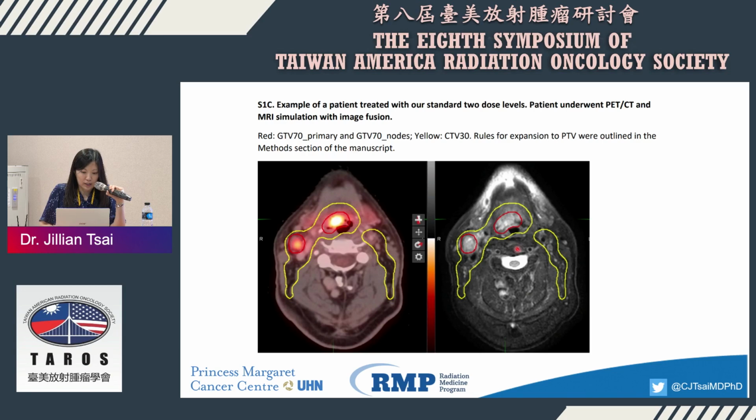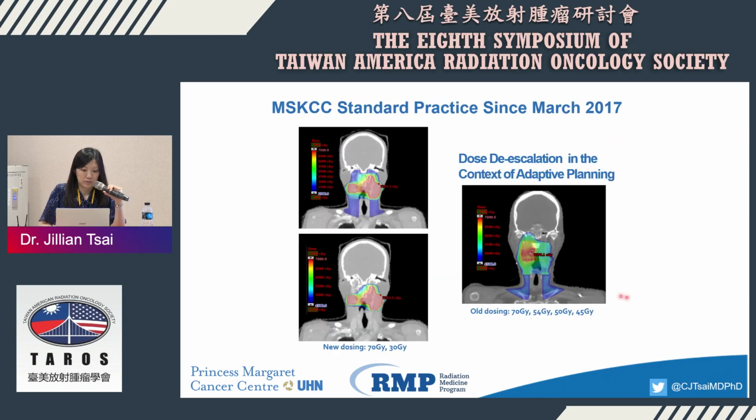And then here you can see, again, gross disease, and then 30 gray everywhere. Okay, so that really helped the treatment toxicities in terms of managing these patients. This is the dose differences.